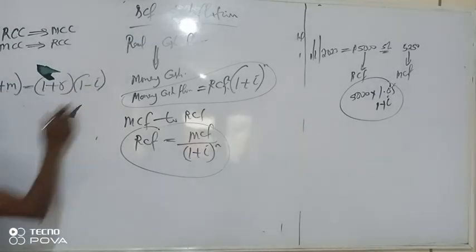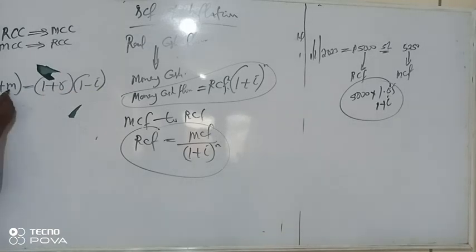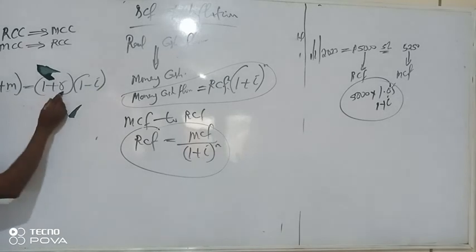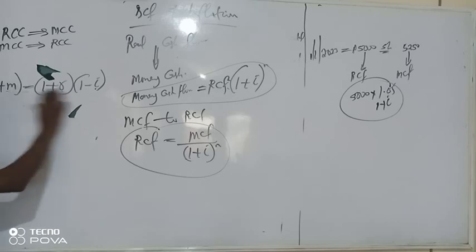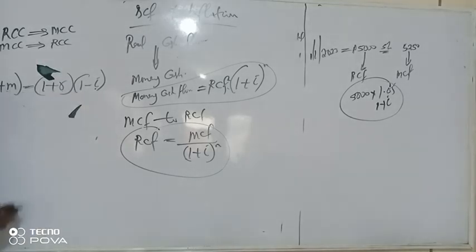Now look at this equation. This is your money cost of capital. This is your real cost of capital. This is your inflation. If any of the information in this equation is missing, you can use the equation to look for it. Now, if you are looking for money cost of capital, what will be your formula for this equation, what will be your final answer?